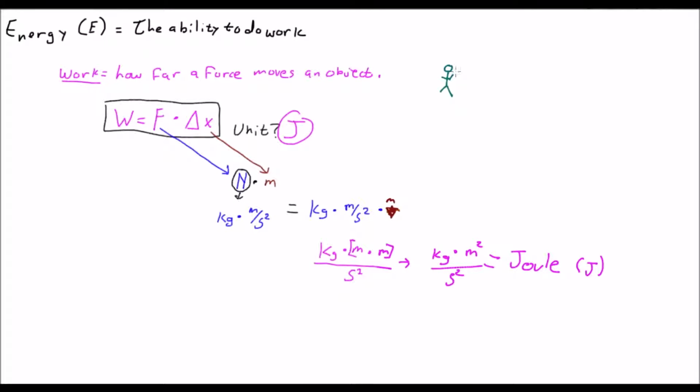And he has a ball in his hand, and he throws the ball. The ball moves a certain distance. We'll call this distance x. Well, let's be accurate, delta x. Now, it took work to move the ball from here, this is your starting point, to here, this is your ending point.